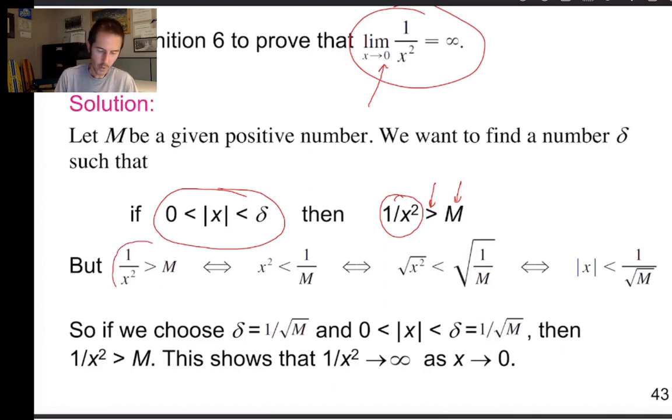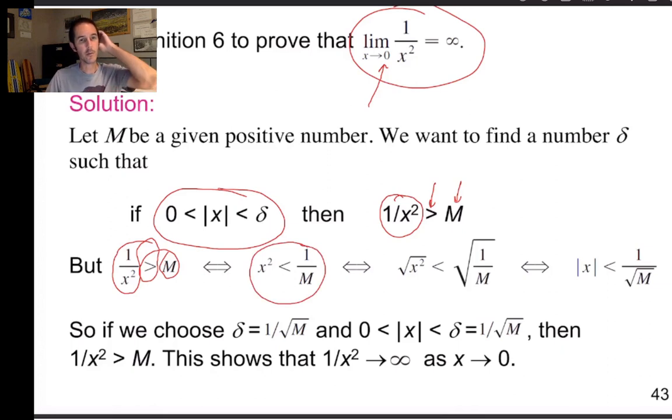So we know that we want our y values to be greater than m, and if I multiply both sides of that inequality by x squared and divide both sides of it by m, I end up with this statement. Don't worry about switching the sign, because x squared is for sure going to be positive, so 1 over x squared is definitely going to be positive, and m is given to be a positive number, so we don't have to worry about switching the sign.